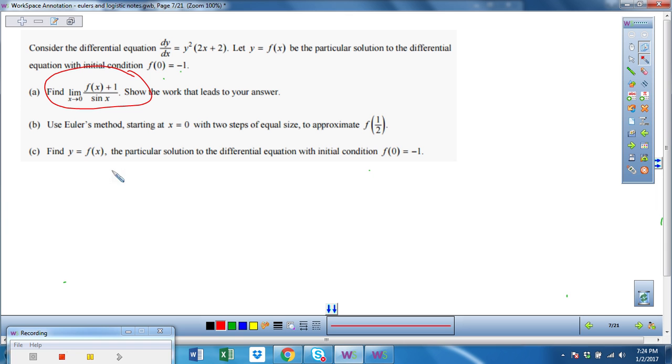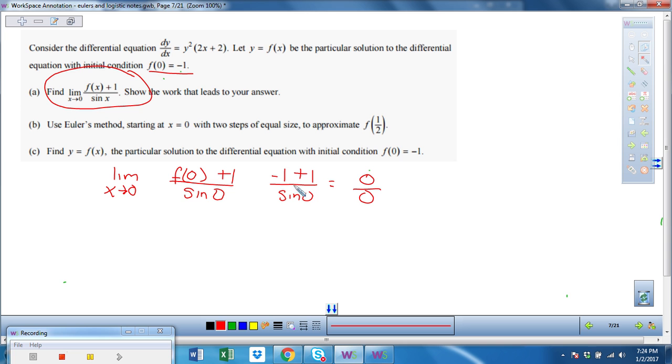So you had to show that when you do a direct substitution, you have the limit as x approaches 0. Doing a direct substitution gives you f of 0 plus 1 over sine 0. And we're told that f of 0 is -1, so we ended up with 0 over 0. You didn't have to show this extra step in here, but you had to show that you got 0 over 0, that it was indeterminate, and that L'Hopital applied. And then you had to say, therefore, using L'Hopital, and take the derivative of that and get f prime of x over cosine of x.